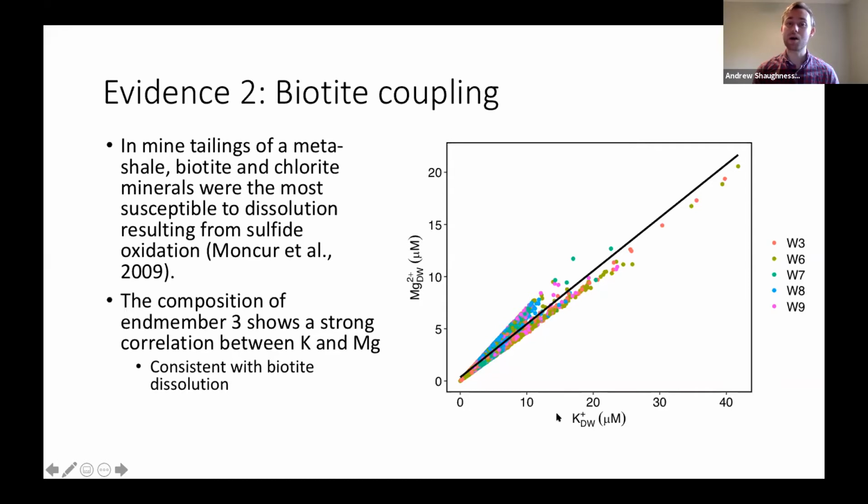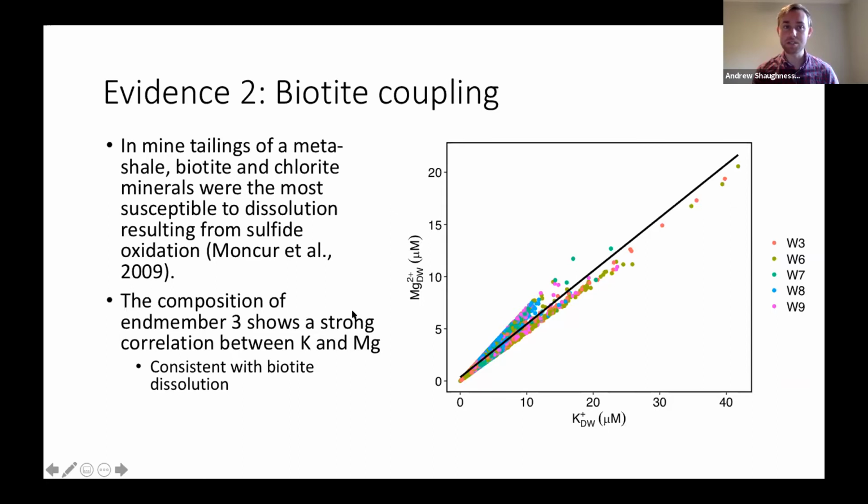And so we can think about, okay, well, if potassium and magnesium and sulfur from pyrrhotite are all dissolving together, well, minerals could be present. And that might be indicative of biotite coupling to the dissolution of pyrrhotite. And that's not such a big stretch to think about.